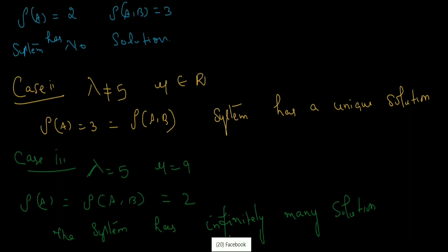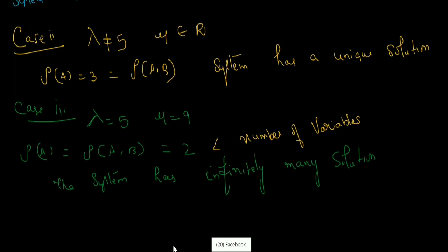That means this 2 is less than the number of unknowns, or number of variables. How many variables are there? 3 variables are there. So if the rank is less than the number of variables, then the system has infinitely many solutions. Thank you.